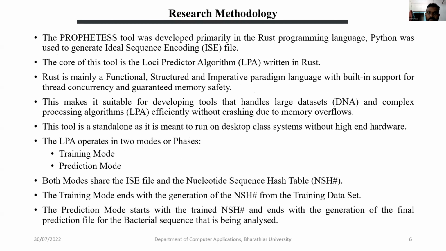And the research methodology. The Prophetess tool was developed in the Rust programming language, and the ISE, ideal sequence encoding, was developed in Python. The core of this tool is the lysogeny predictor algorithm. It is written in Rust, and this tool is standalone, meant to run on desktop class systems without high-end modes. The LPA operates in two modes, the training mode and the prediction mode. Both modes share two common files, the ISE file and the nucleotide sequence hash table. The training mode ends with the generation of the nucleotide sequence hash table from the training dataset, and the prediction mode starts with the trained NSH hash and ends with the generation of the prediction file for the bacterial sequence that is being analyzed.